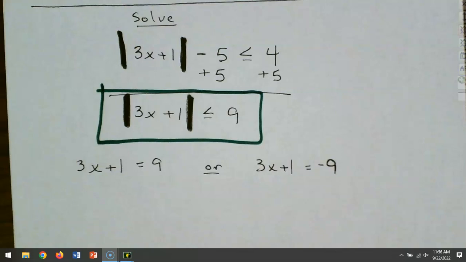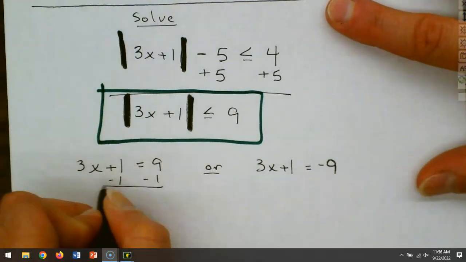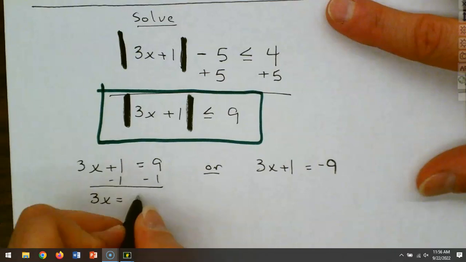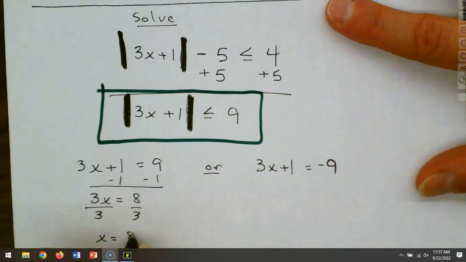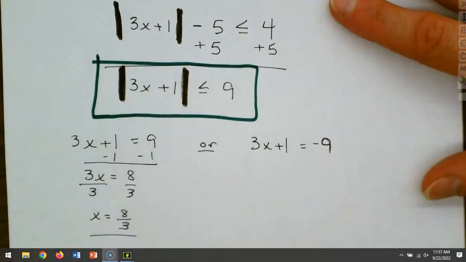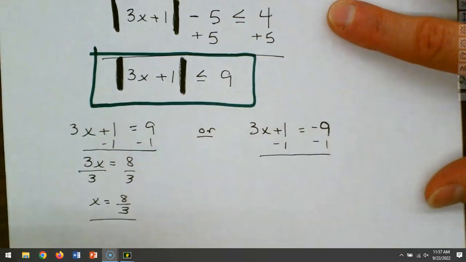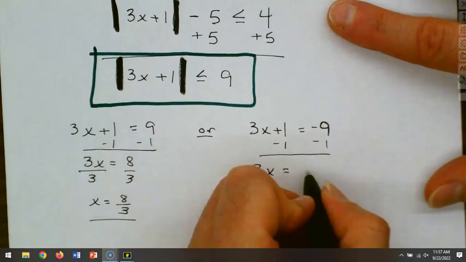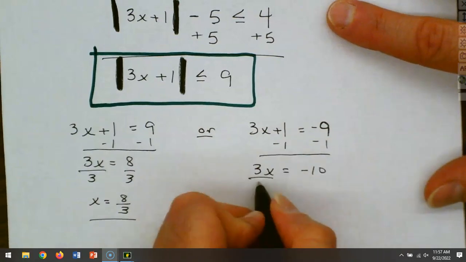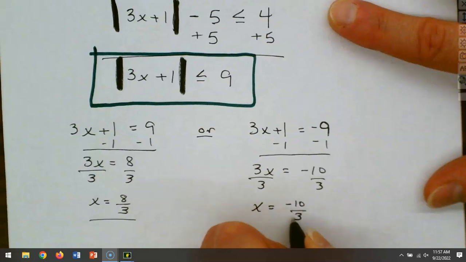So we get our two numbers. So let's go ahead and do that. So we'll move that 1 over. So 3x equals 8. Divide by our 3. So 8/3 is one of them. Same thing on the other side. Move the 1 over. And that gives me 3x equals now negative 10. Divide by your 3. And so I have negative 10/3.